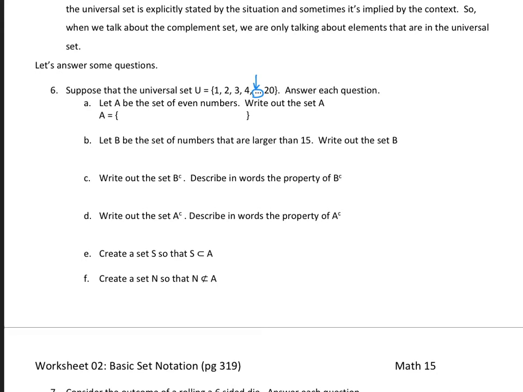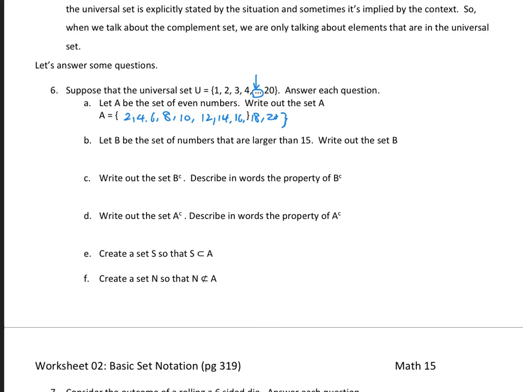Let A be the set of even numbers. Write the set A. You know how there are two different ways to describe a set? The question gives a description of the set, and they want you to list all the elements. So this is the second method. Even numbers: 2, 4, 6, 8, 10, 12, 14, 16, 18, and 20. I needed more space.